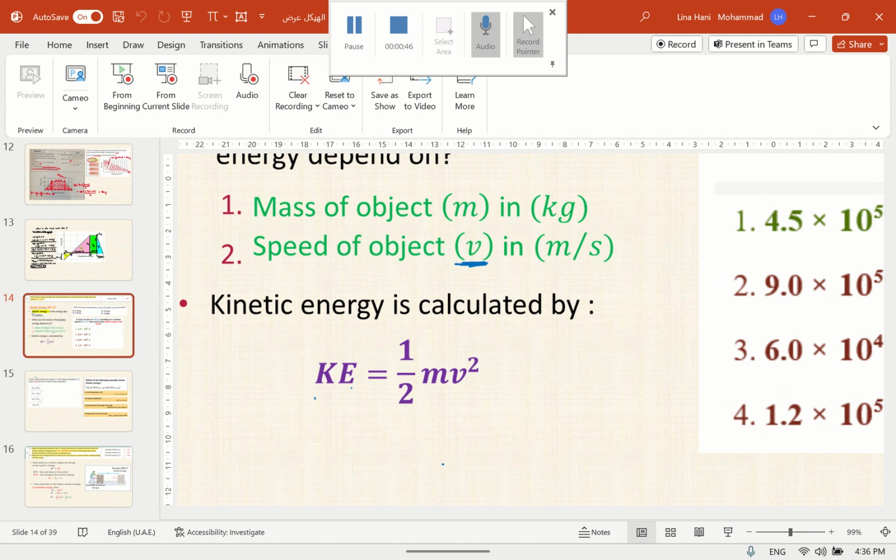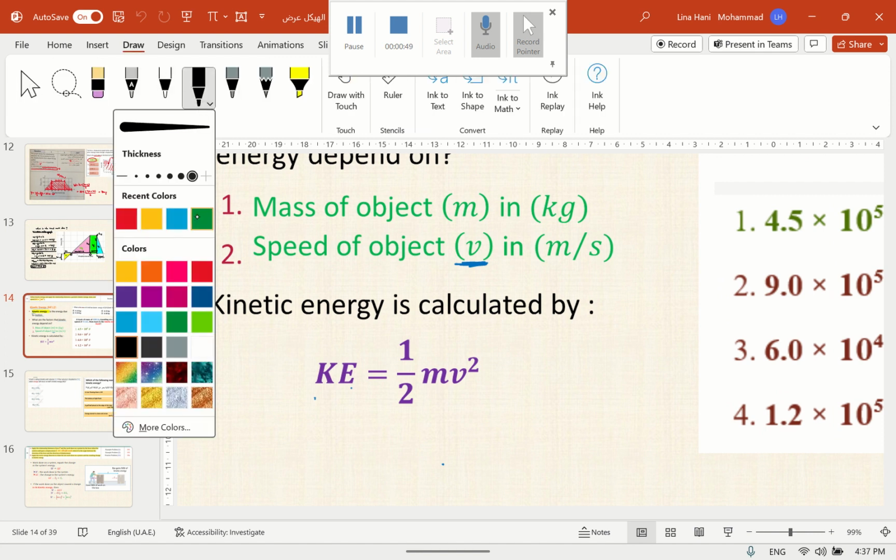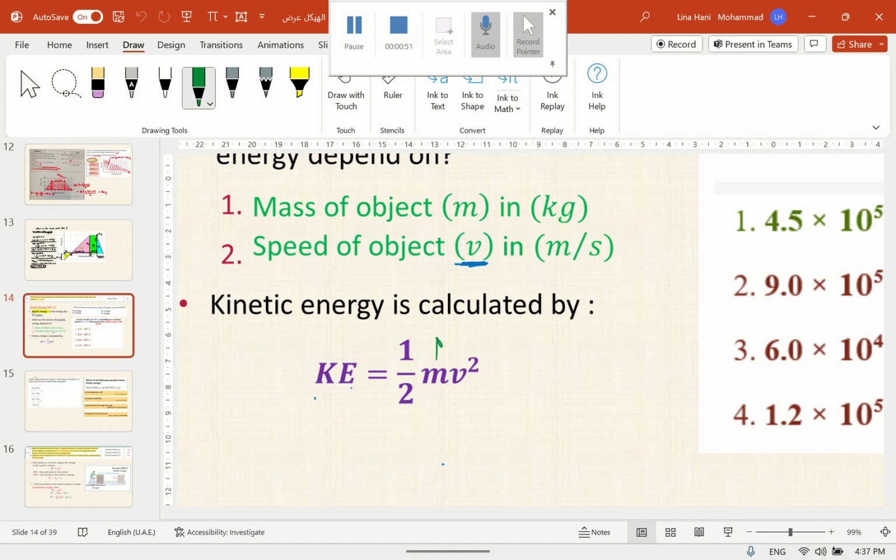If the mass increases, the kinetic energy increases by the same amount. So, for example, if the mass increases to double, the kinetic energy will also double. If the mass triples, then the kinetic energy will triple as well. If the mass is halved, the kinetic energy will also decrease to half. So the relationship between the mass and the kinetic energy is directly proportional. What happens to the mass, the same thing happens to the kinetic energy.